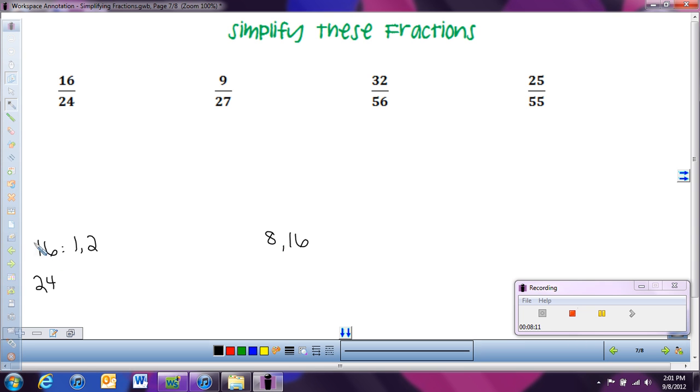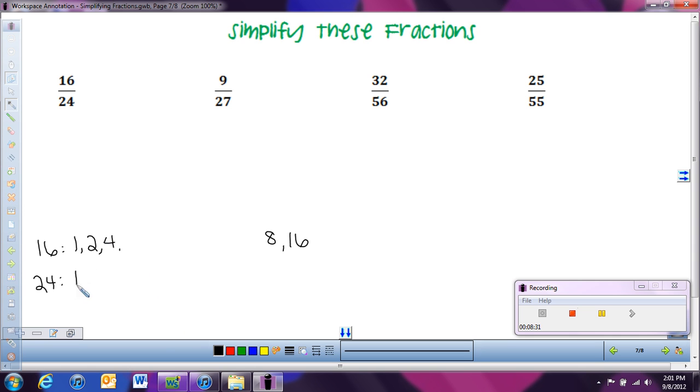Our rule for 3 says if we add up these 2 digits, 1 plus 6, which is 7, it has to be divisible by 3. That's not, so 3 doesn't work. 4 times 4 is 16. That's one that you probably just know. And then we'd be back in the middle. So that's all of them for 16.